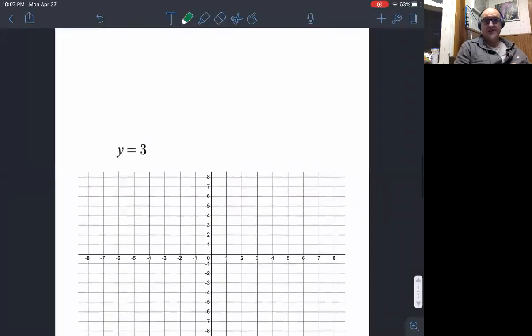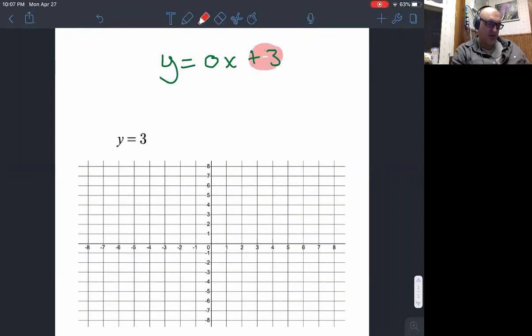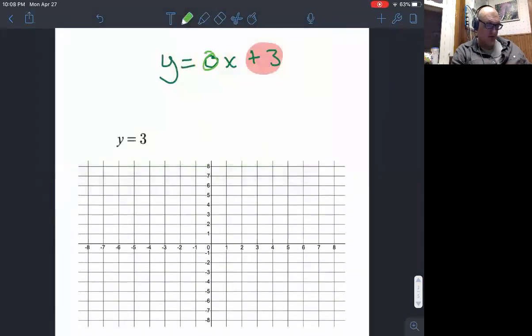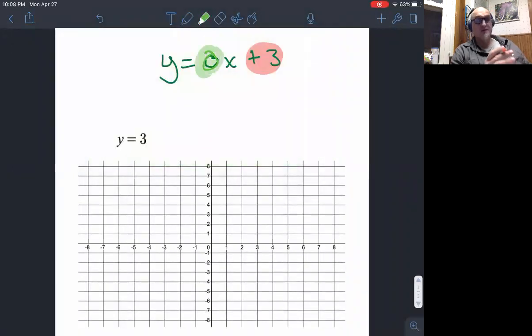This next equation does not seem to fit the pattern, but you could rewrite it like this. Since there's no x, there's no mx, we could think of it like this: 0x plus 3. If you think of it that way, then it's clear that this number is the y-intercept, and this number is the slope. So the slope is 0, and the y-intercept is 3.